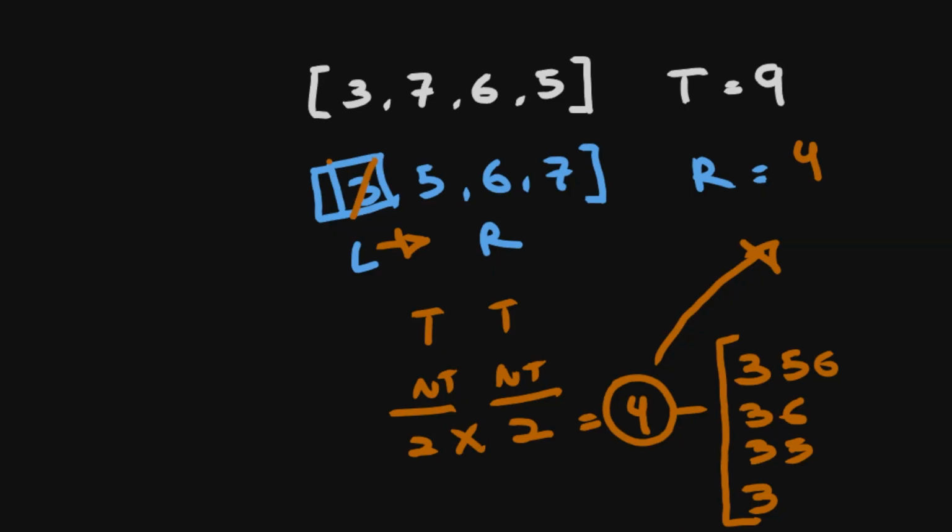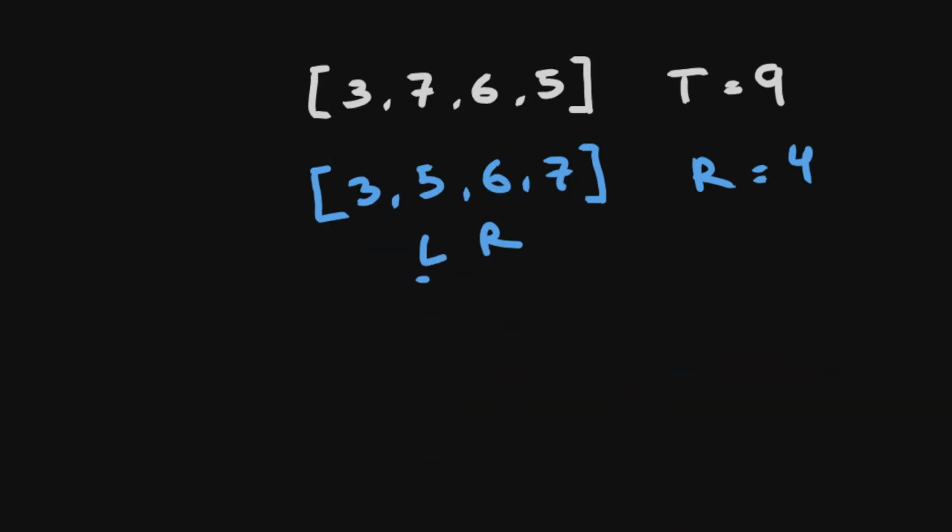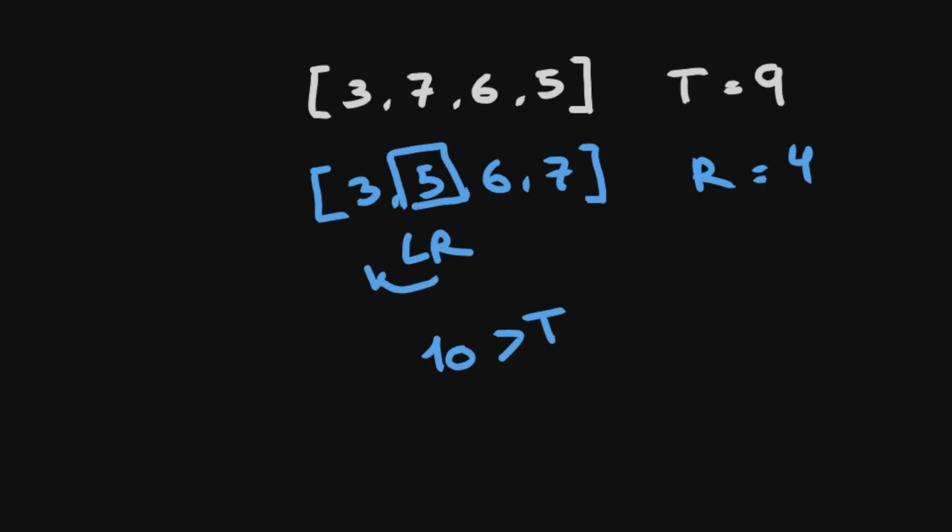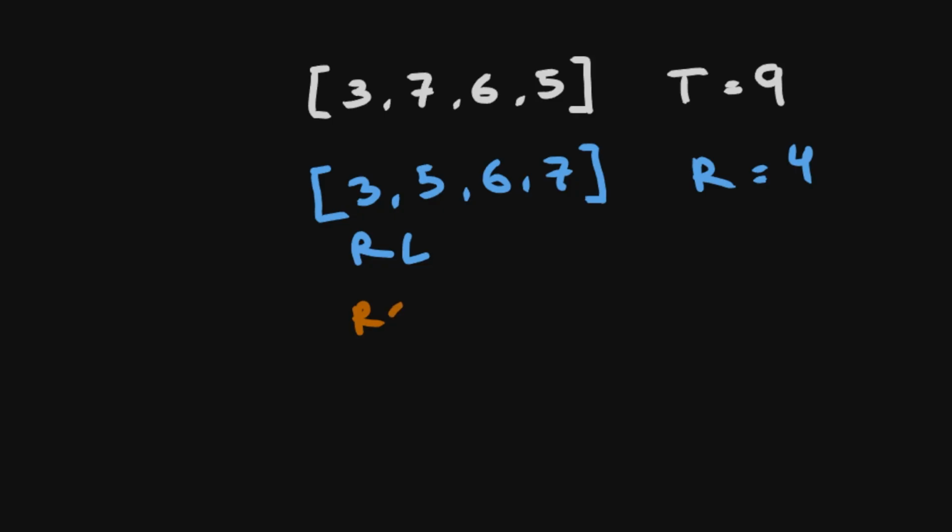Now we can forget about this 3. Now the left pointer is here and the sum between 5 and 6 is 11. And 11 is greater than the target. So we need to move the right pointer one step to the left. The minimum plus the maximum elements in this case is 10, and 10 is greater than the target, which is 9. So we continue and we update right again. Now right is smaller than left, so we end this loop and we return 4.